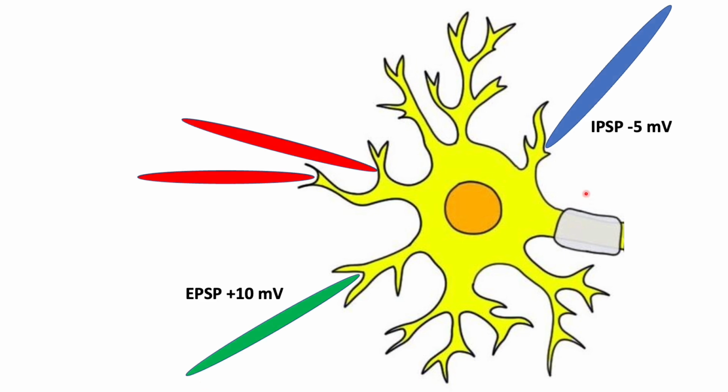Let's take this example. If we assume in this neuron there is an inhibitory signal of minus 5 millivolts, whereas the excitatory signal here is about 10 millivolts. Assume that the resting membrane potential in this neuron is minus 70 millivolts. So calculate the grand postsynaptic potential in this neuron, assuming that only these two synapses are coming now.